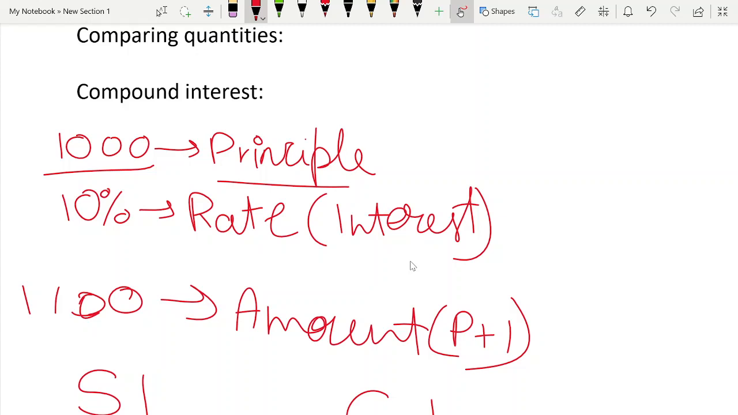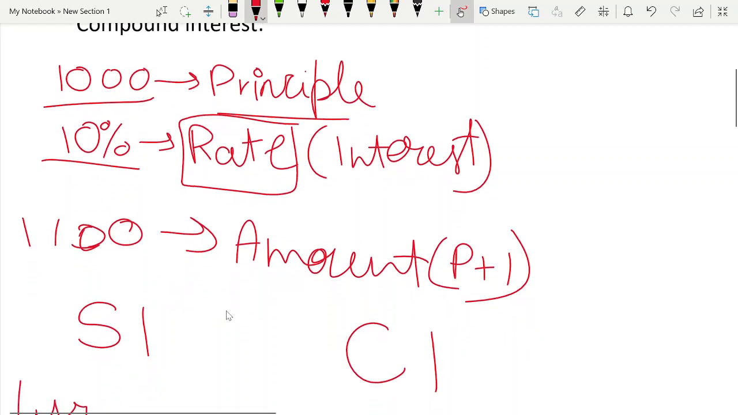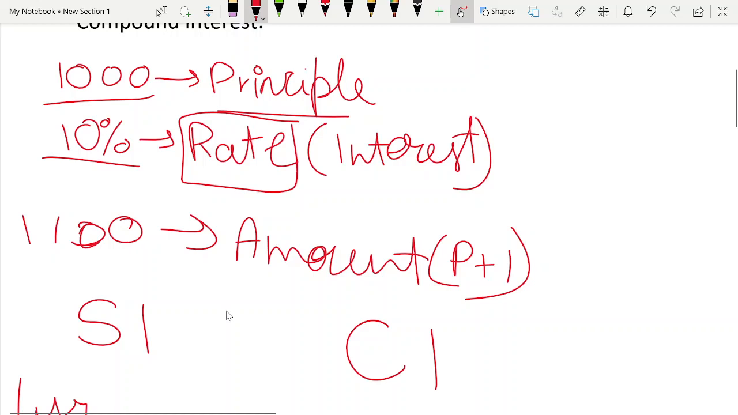That could be 1 year. So 10% per year could be our rate of interest. We call that 10% our rate. Now, the amount that you're going to pay back to the bank, which is 1,100 after your 1 year, you will have to pay principal plus rate. So you will have to pay the interest and the money that you borrowed. So that would be P plus R or I.